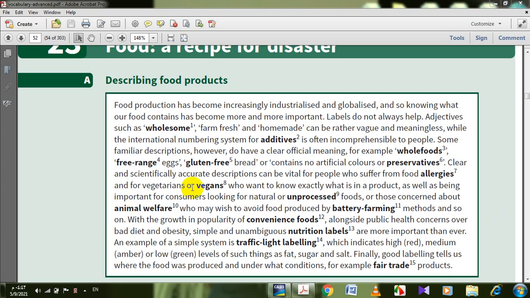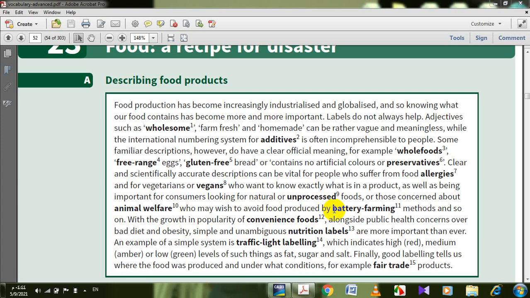And for vegetarians or vegans, a vegan is somebody who doesn't eat any animal products. Vegans who want to know exactly what is in a product, as well as being important for consumers looking for natural or unprocessed food. Unprocessed, غير معالج بمواد كيماوية. Okay? Or those concerned about animal welfare. Okay? Those who are concerned about animal welfare, الناس اللي بتعتني برفاهية الحيوانات, who may wish to avoid food produced by battery farming. So those people are always trying to avoid food produced by battery farming.